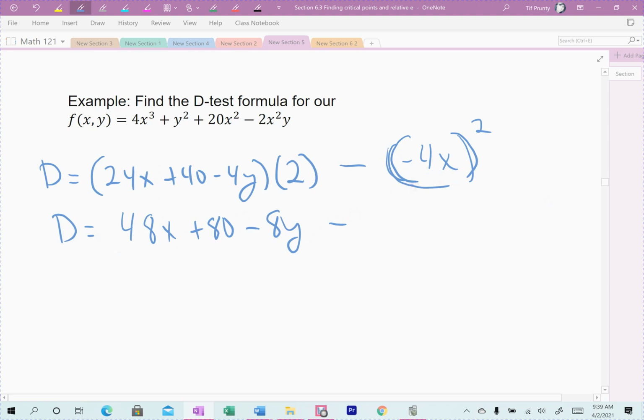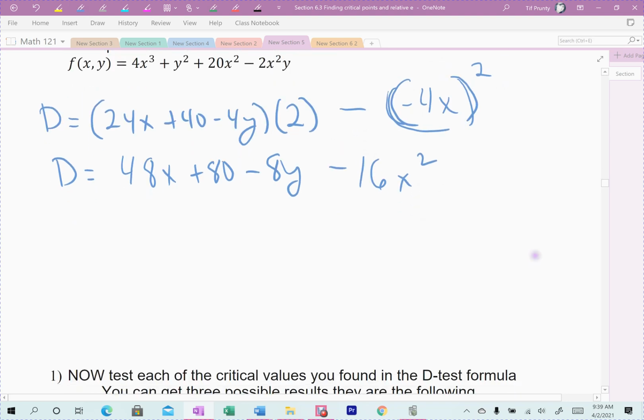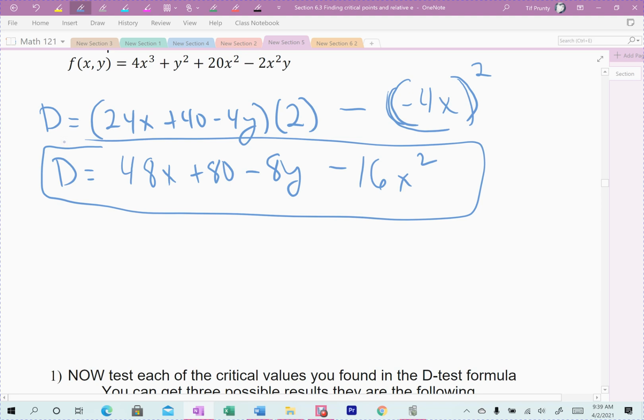It's negative 4x squared, right? Remember, this really means negative 4x times negative 4x, right? So it's negative 4 times negative 4, which comes out to 16, and x times x gives me x squared. All right, and so you're only squaring this part, this negative 4x. So 16x squared is what that squares out to be. I can't do anything more with that. There are no like terms, so there is my D formula.